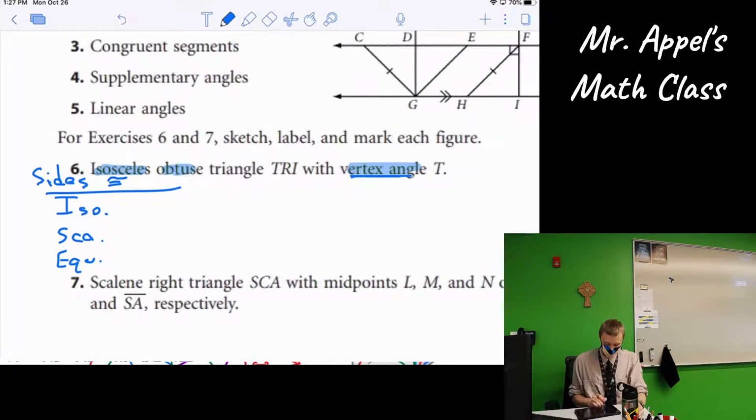I'll give you a hint here. Scalene has no congruent sides. None of the sides match. Equilateral means all of the sides match. You've got 3 matching sides. Not a whole lot of options left. Isosceles has how many? Got two answers now? Giselle's unsure. She says 2, question mark? Yes, it is 2. Good.